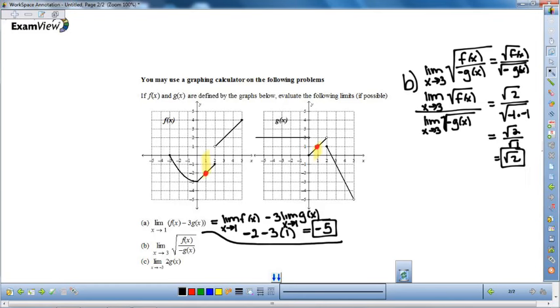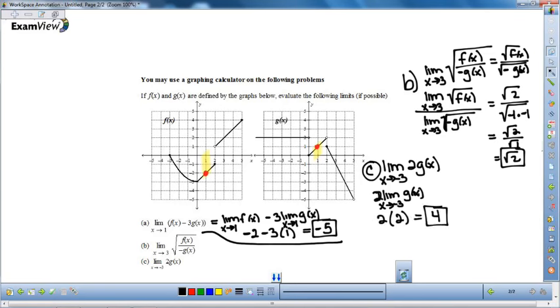For part C, I want to find the limit as x approaches negative 3 of 2g(x). So I'm going to write my constant in the front. So I'm going to find the limit as x approaches negative 3 of g(x). So as x approaches negative 3, from the left and from the right, it's going to be 2. So I'm going to have 2 times 2, which is 4.